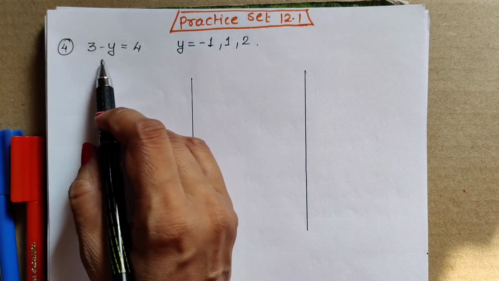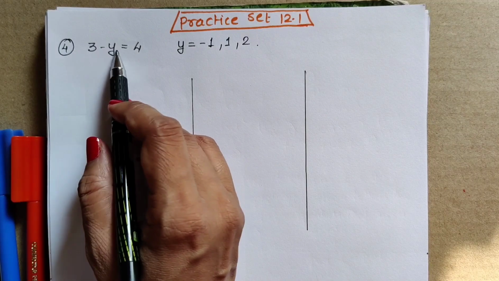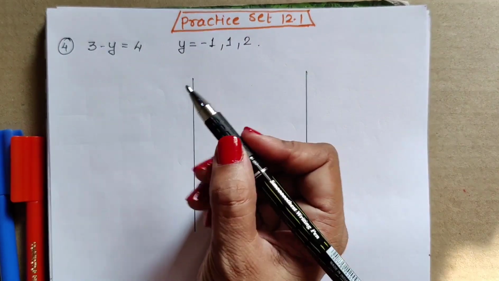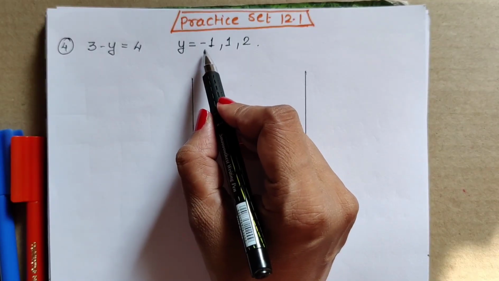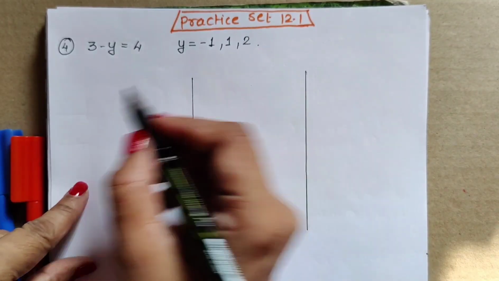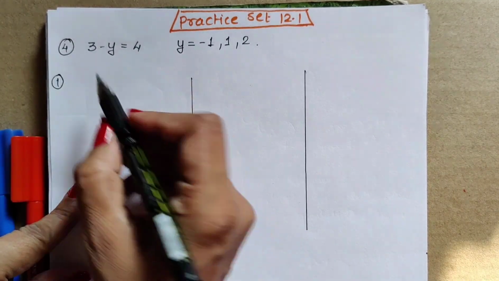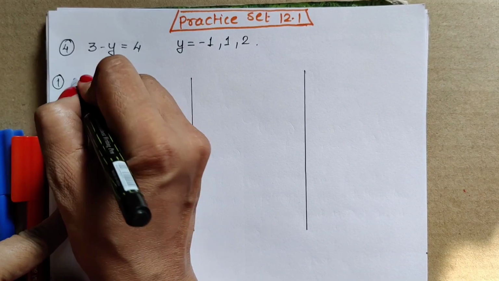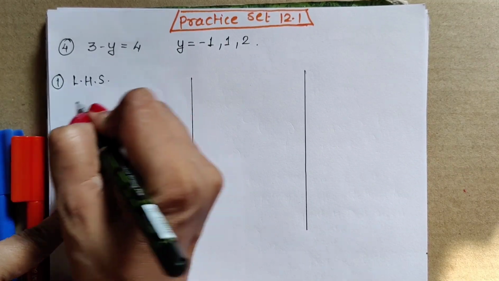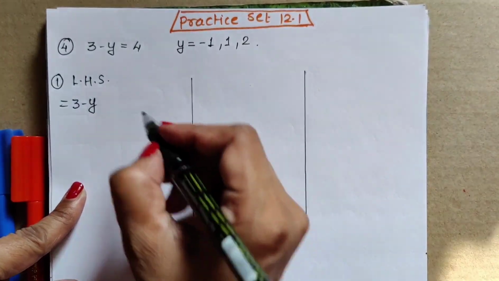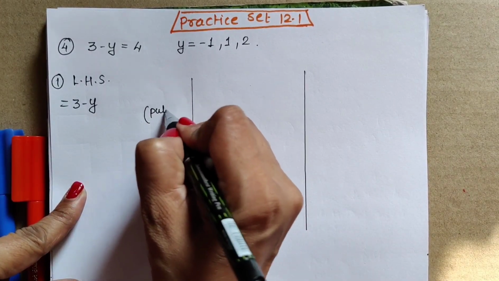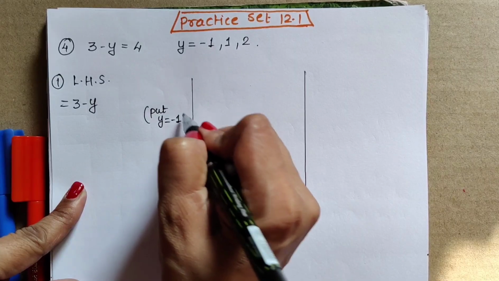3 minus y is the left hand side and 4 is the right hand side. Three values for y are given as minus 1, 1 and 2. So let us start with the first value. 3 minus y is the left hand side of our equation. First we will put y is equal to minus 1.